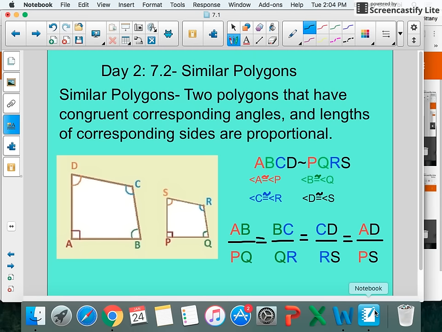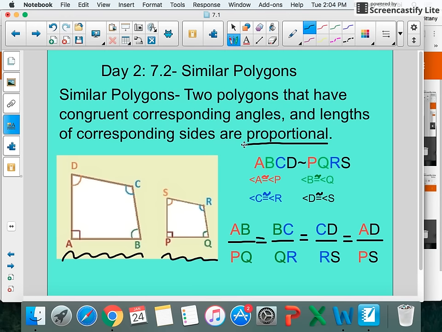Similarity, however, means you have to have the same shape and your corresponding angles have to be congruent, but they can be different sizes. So if we look at this first example, polygon ABCD is clearly a lot bigger than polygon PQRS. However, they are similar because their corresponding angles are congruent, and then you have the proportional sides. So each side is proportional to the other side in each figure.